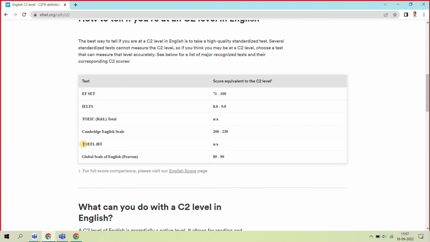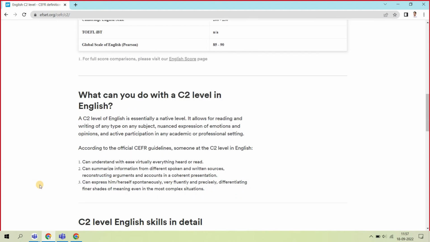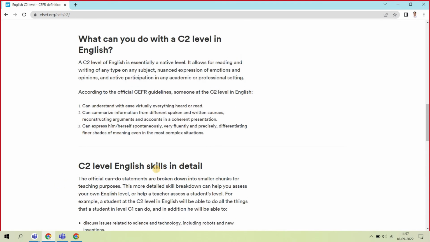And here you see there are so many other tests. Say EF SET is one, IELTS is one. There is a test called TOEIC, the Cambridge English Scale, TOEFL iBT, and then we have the Fluent Scale, which is given by yourself. But some are paid tests, okay? So we can't go for every one. And they're giving a complete explanation of what every level is.